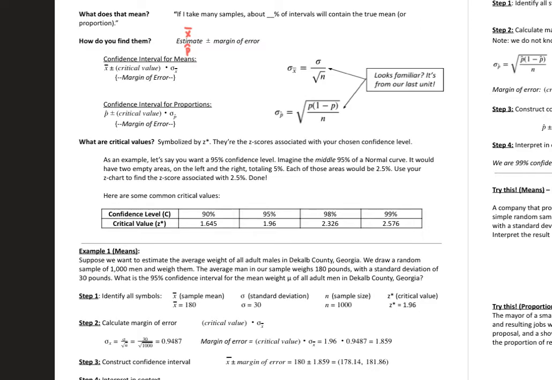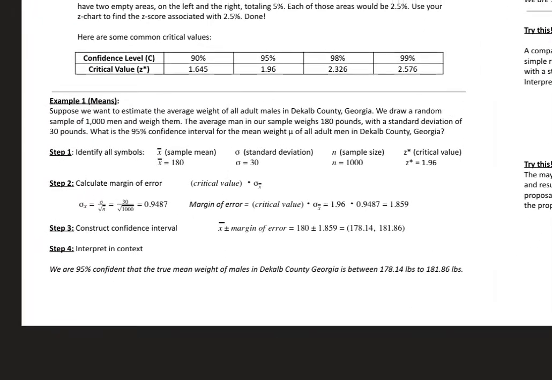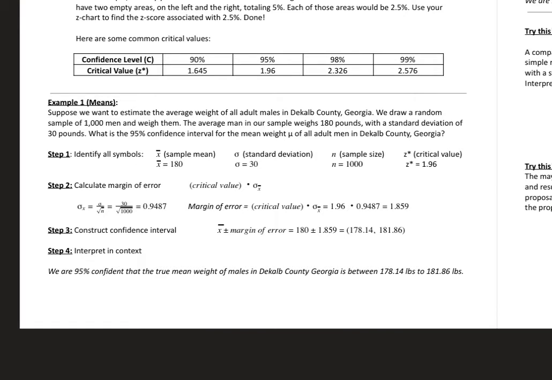The first example is fully solved here, but I'll talk you through it. It says, suppose we want to estimate the average weight of adult males in this county in Georgia. We draw a random sample of 1,000 men and weigh them. The average man in our sample weighs 180 pounds with a standard deviation of 30 pounds. We're calculating a 95% confidence interval for the mean weight of all men in this county in Georgia.